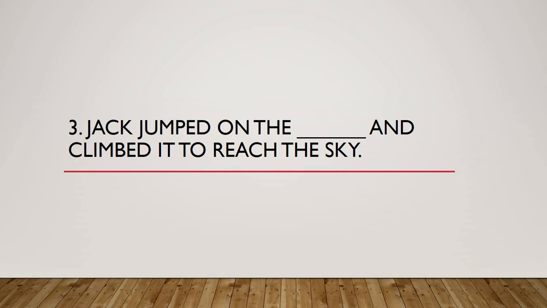So on which thing did he climb, did he jump? Obviously on the beanstalk. Only then he was able to reach the sky. Okay, so now repeat the answer after me. Jack jumped on the beanstalk and climbed it to reach the sky. I hope you are repeating, students. Repeat it one more time. Jack jumped on the beanstalk and climbed it to reach the sky.